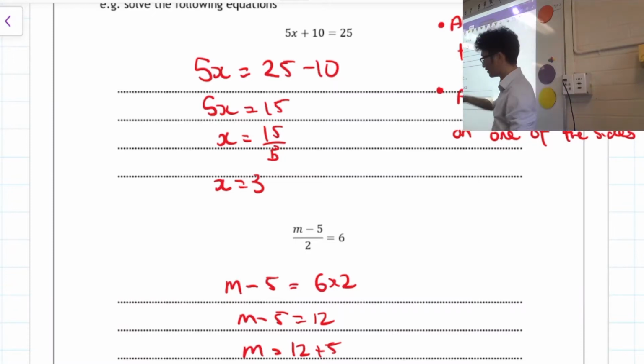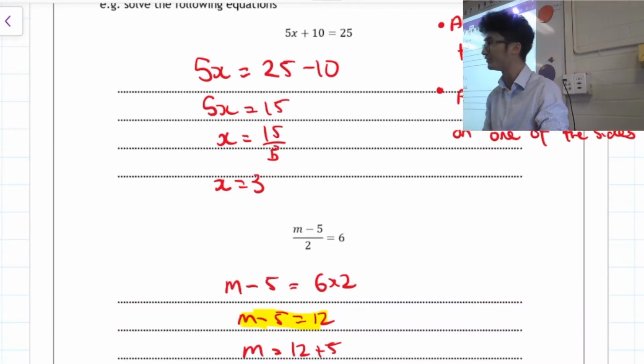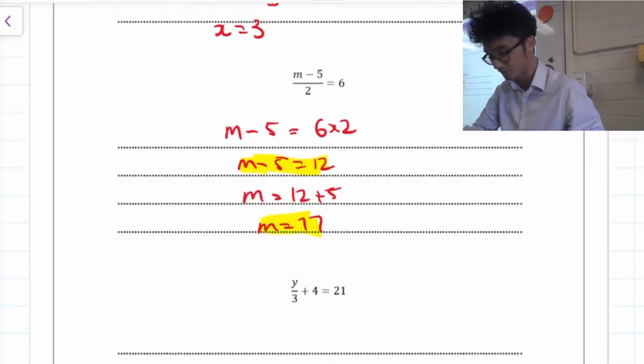And by the way, guys, probably in an exam, you can get away with just writing these 2 steps here. If you're happy to do that, these steps you don't need to write down. If you can do those in your head, that's fine.